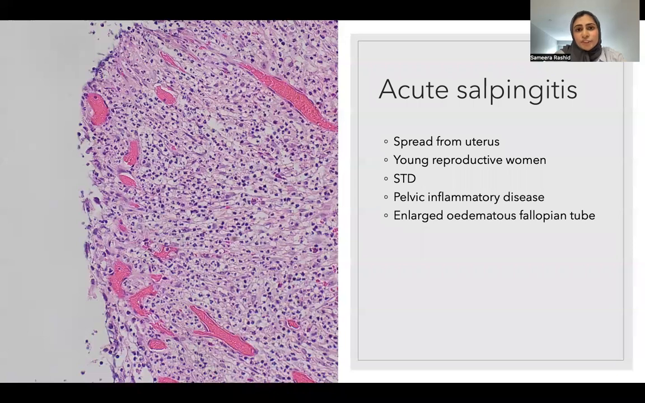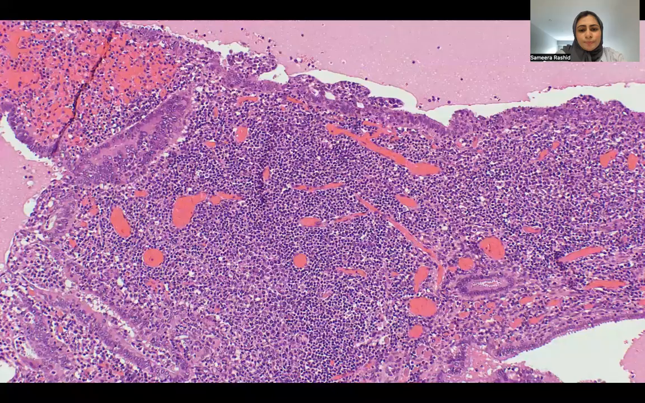This acute salpingitis can spread from the uterus and to the uterus, usually seen in young reproductive age women associated with sexually transmitted disease, pelvic inflammatory disease, or intrauterine device. The fallopian tubes in these cases are enlarged and edematous.